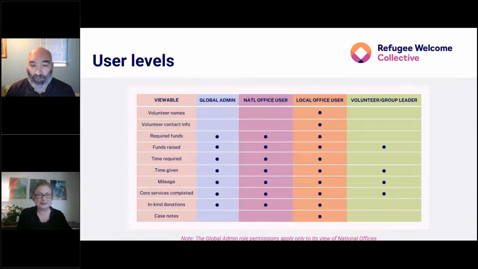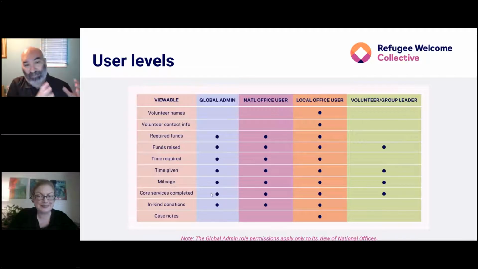The volunteer or group leader also is inputting information into the app, but they don't really have as much access to get that information out. They do have some. They can access the time given and mileage and the core services completed, as well as funds raised, that kind of thing. And I'll show you what that looks like. But they're limited in terms of what they can see because they only have access to their information as a group and the client that they are working with. Whereas the local office user sees all of the clients that they've created and matched with every community sponsor group or volunteer that's been matched with that.